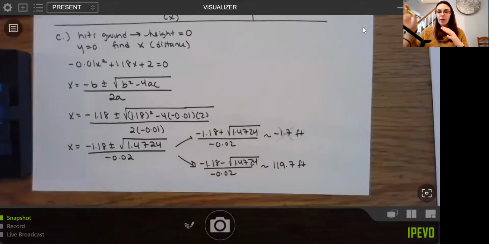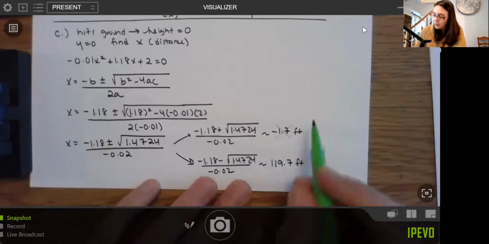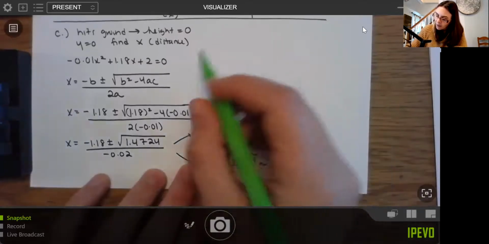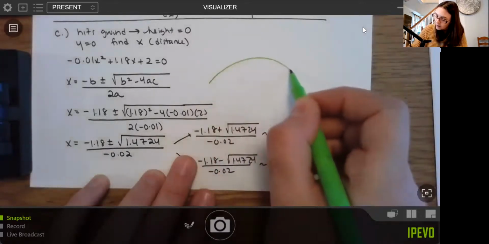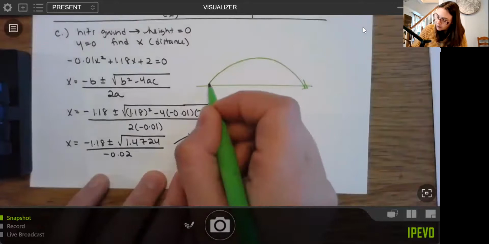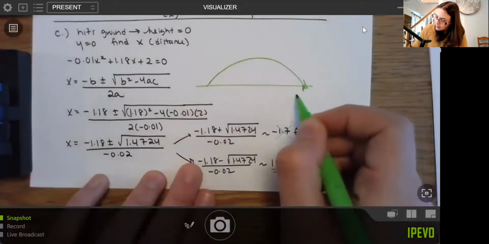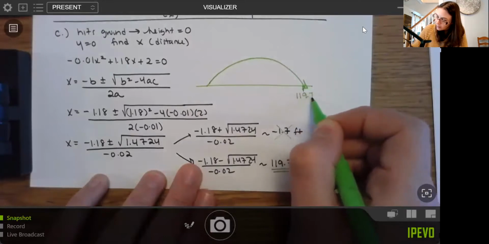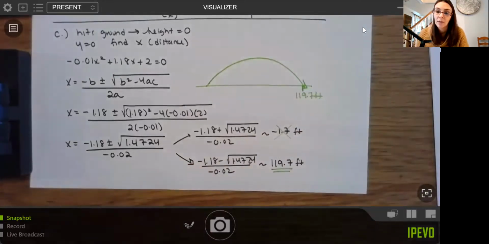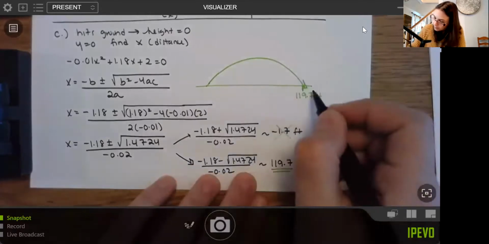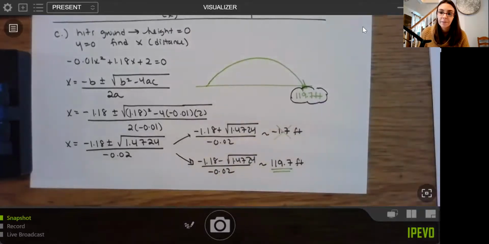So if you're kicking a football, you're not expecting it to go negative 1.7 feet, meaning like behind you, you're expecting it to go forward, right? And we're going to assume that that happens here, that it wasn't like a fluke or a fumble or anything like that. So the answer that they're really looking for here is not the negative value, it's going to be the positive value. So what's happening here is that football is traveling down the field, right? So here we're starting, and then it's going to end up here, and the X value here is 119.7 feet. So it's going to travel 119.7 feet down the field. So that would be our answer for C.